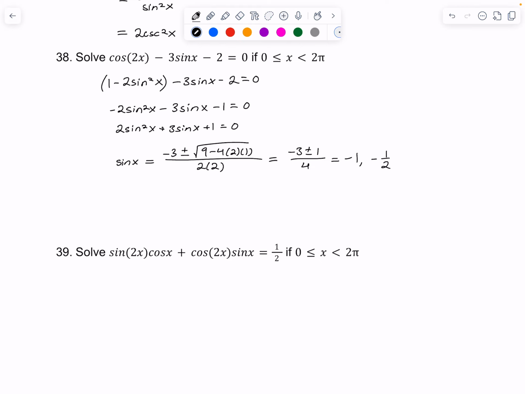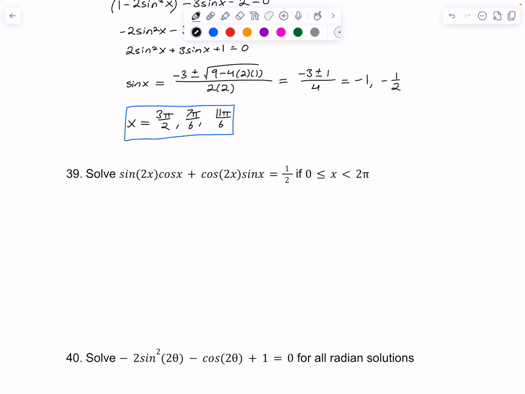So where is sine equal to negative 1? Well, sine is equal to negative 1 whenever y is negative 1 on the unit circle, and that is 3 pi over 2. And then the other question is, where is sine equal to negative a half? And that would be quadrants 3 and quadrant 4. So in quadrant 3, the answer is 7 pi over 6. And then in quadrant 4, it's 11 pi over 6. But that should do it, because it asked only for the answers between 0 and 2 pi, so we found them.